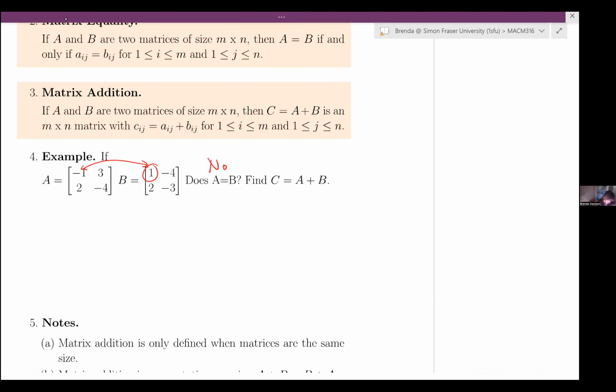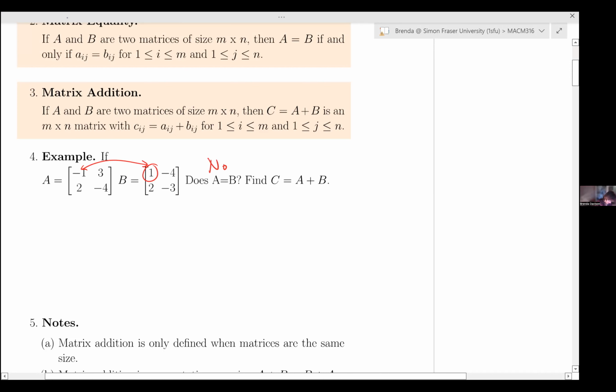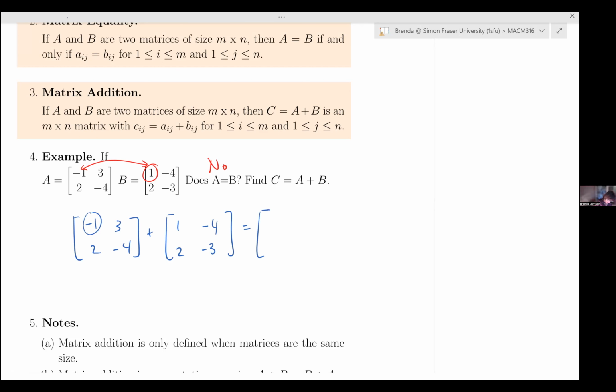And then let's just add them together to form C. So C is going to be A plus B. And I simply add -1 and 1, I get 0. I add 3 and -4 and I get -1. And then I add 2 and 2, and I get 4, and then -4 and -3, I get -7.